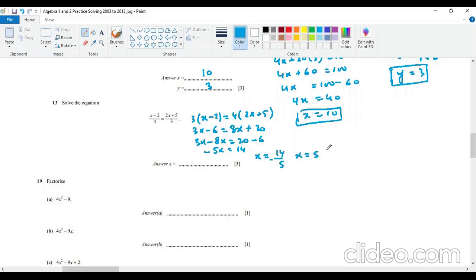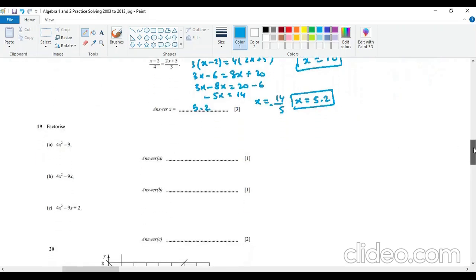That means the x value is 14 divided by 5 with a negative sign, and this is going to give us 5.1 or 2, I guess. Check with the calculator. It should give you 5.2. So 5.2 is the final answer. X is equal to 5.2. This is a 3 marks question, so be careful not to make any mistake.